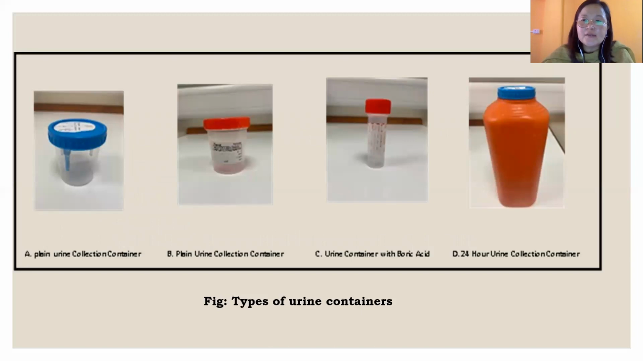These are the special containers we use for urine samples. The first two are routine sample containers, plain urine collection containers. The third one contains boric acid, a preservative we use when we cannot process the sample within 2 hours. In the next slide we're going to see different types of preservatives and how much to use according to the sample concentration. The fourth one is a big container, used whenever you do a 24-hour sample collection.